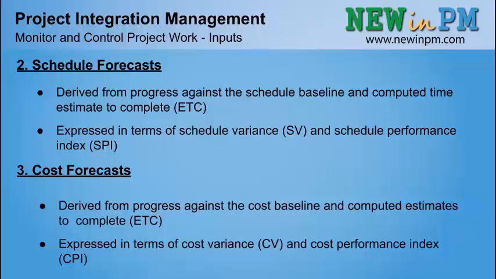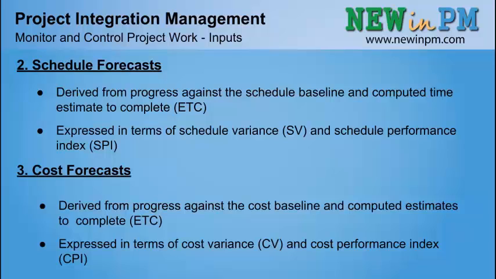It is expressed in terms of schedule variance and schedule performance index. The schedule variance, that is the SV, as the name says, shows the variance or the deviation from the baseline plan of the project. The schedule performance index, as discussed here, shows the performance of the planned work. In general terms, if the SPI, or the schedule performance index, is greater than 1, it means that more work has been completed than the planned work.